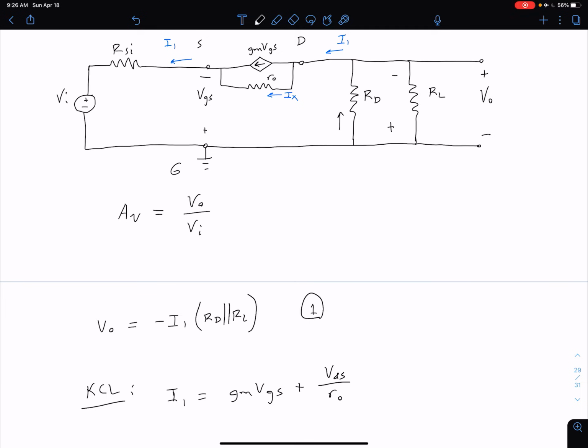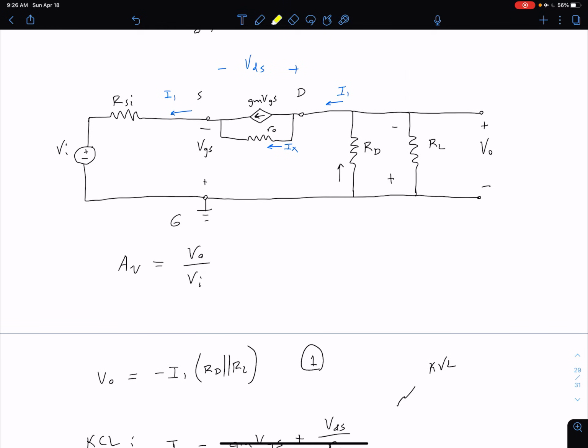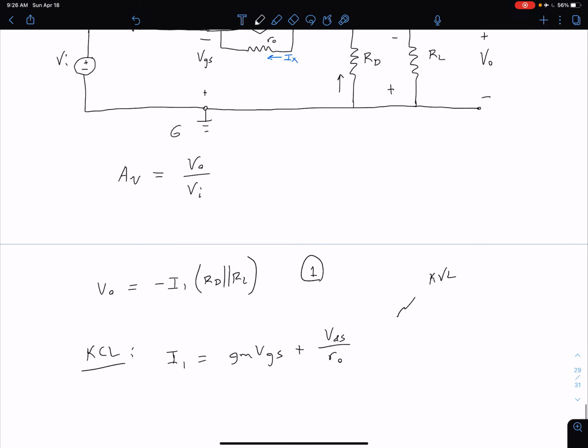Now we can improve that a little bit more by doing KVL. Let's say we want to use KVL to define that VDS value, and we can do that by looking at this KVL loop here. We can say our VDS is going to be equal to V out plus VGS. So let's update this a little bit. We can say this is gm VGS plus, and let's pull out that 1 over R0, and then we have V out plus VGS for our VDS.